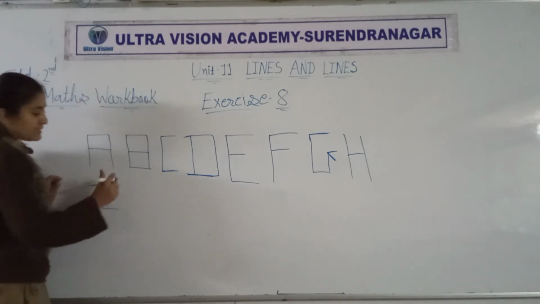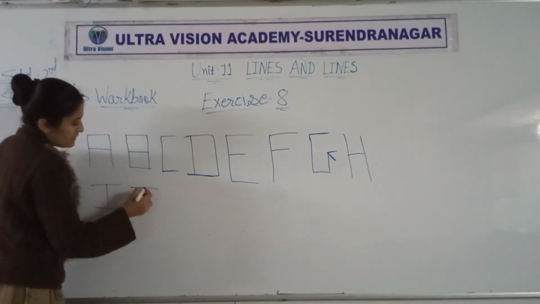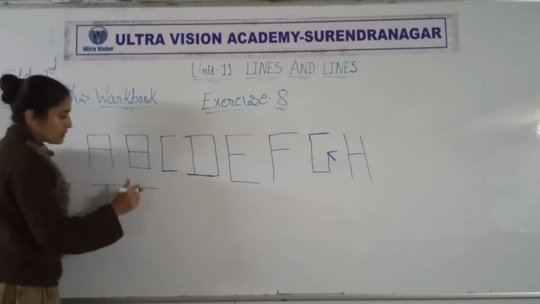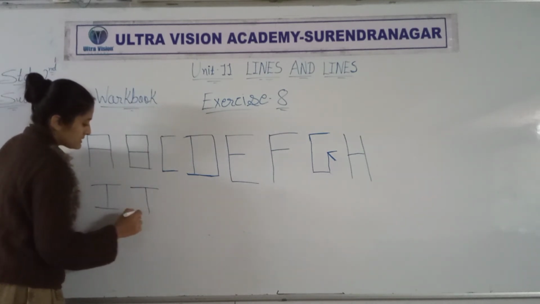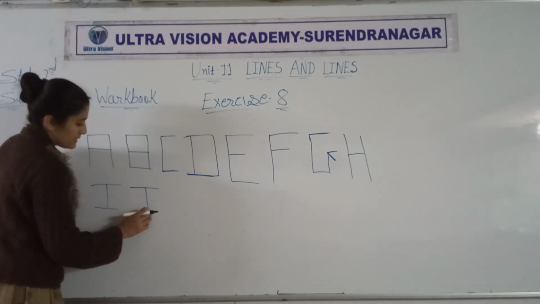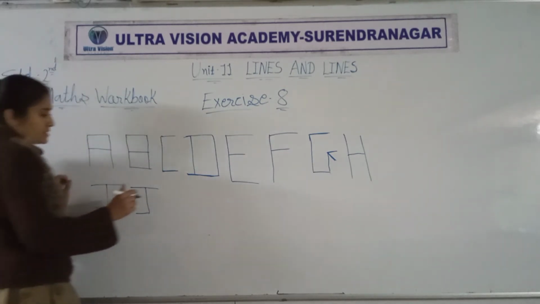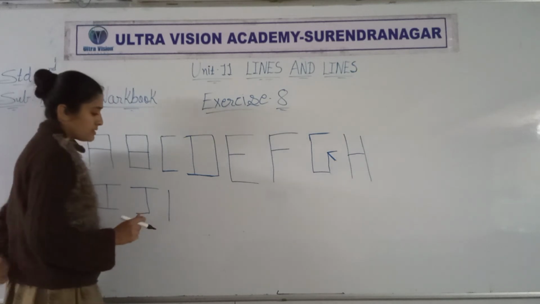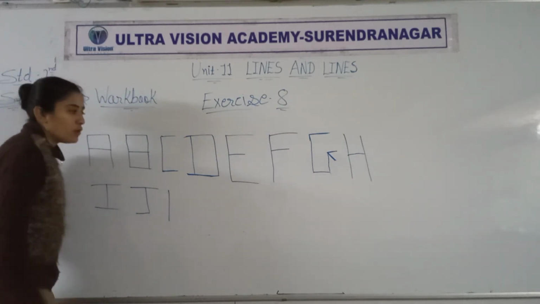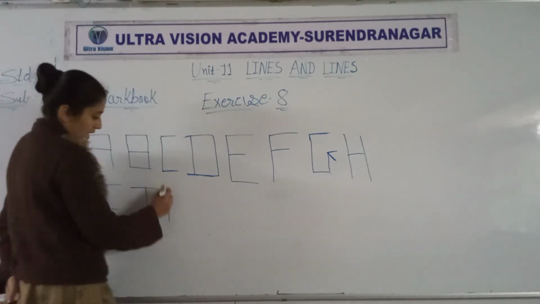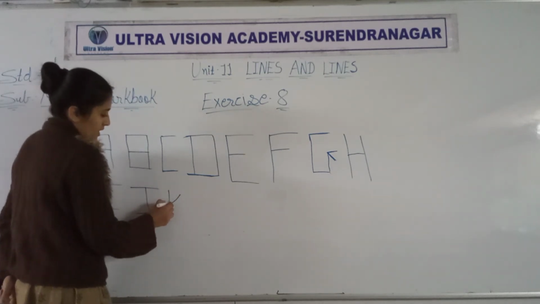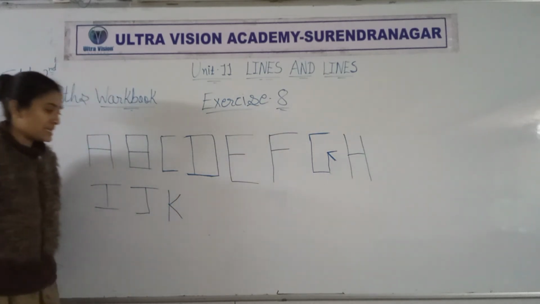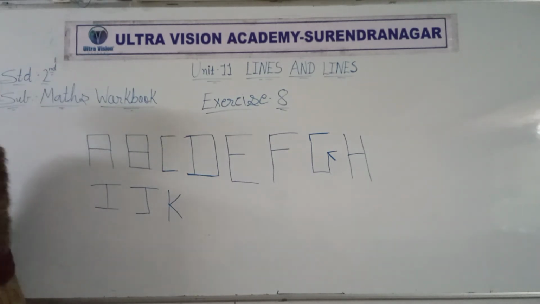It's a letter I. Then let's make a letter J using only lines. We have to use here a sleeping line, again a standing line, and again a sleeping line. Let's make a K. For K we have to use here a standing line and a slanting line. Again we have to use here a slanting line. We just made K.